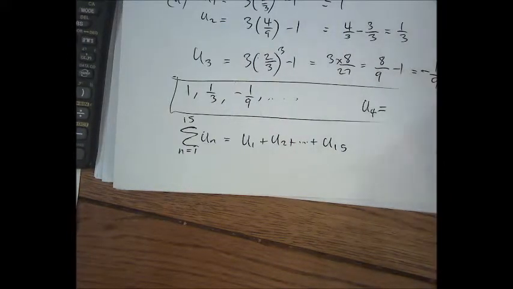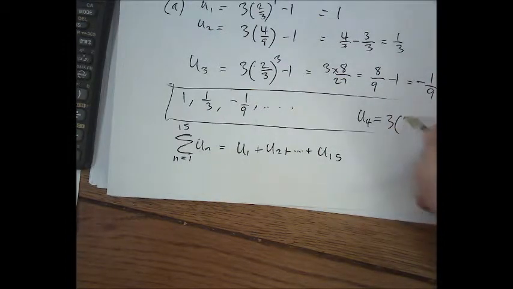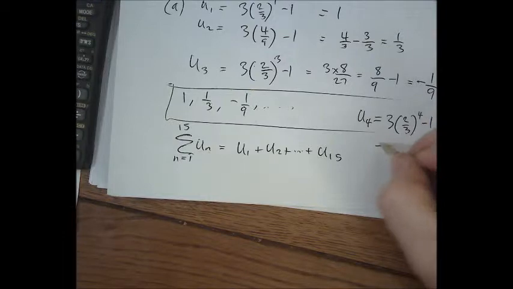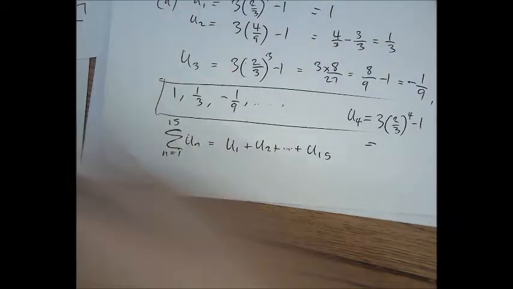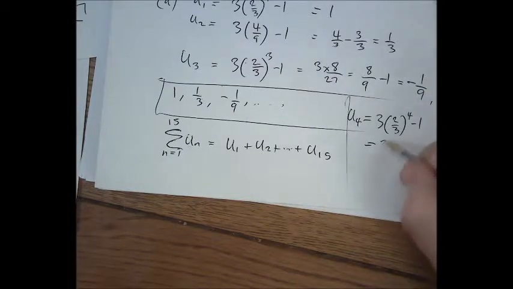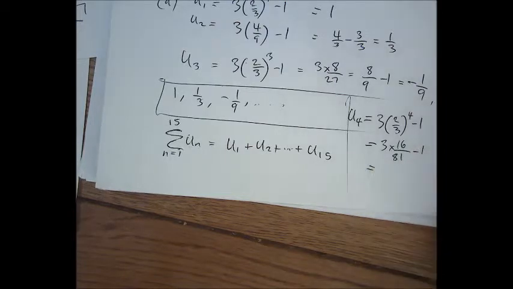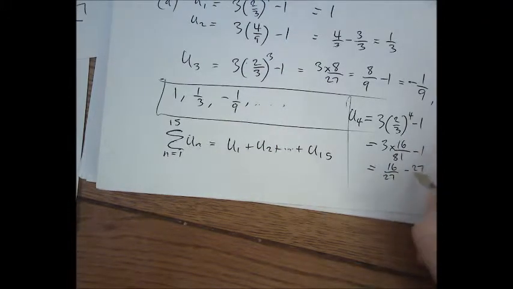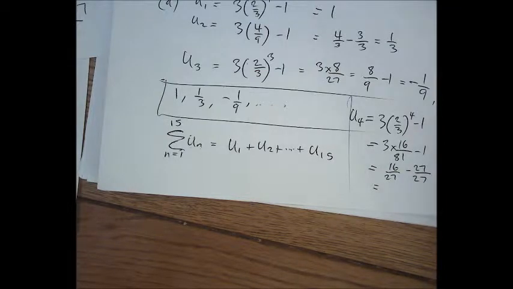The fourth term would be 3 times 2 over 3 to the power of 4 minus 1, which is 3 times 16 over 81 minus 1, which is 16 over 27 minus 27 over 27, that's the one, which is, what is it? Negative 11 over 27.